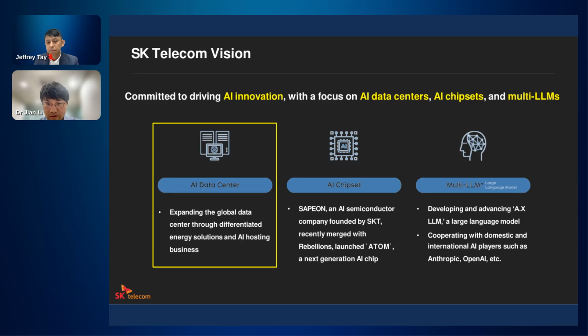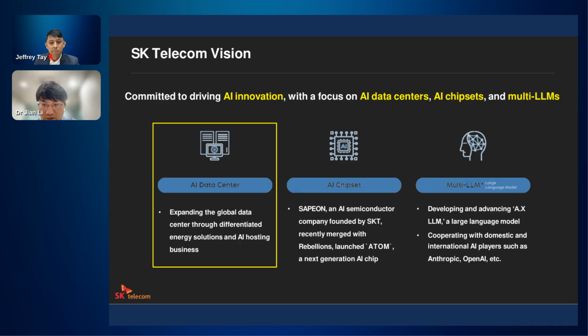Okay, so in this slide, I'd like to share SKT's vision for driving AI innovation. Our strategy rests on three pillars. One is the AI data center, another is the AI chipset, and the last one is multi-LLM. First, we are expanding our global AI data center footprint with differentiated energy solutions and specialized AI hosting services to meet the growing model and workload demands.